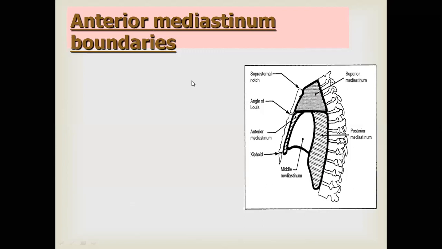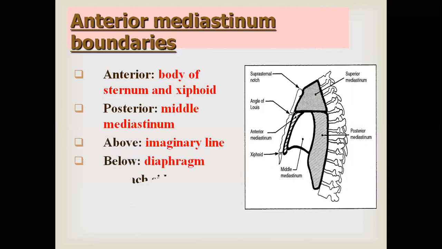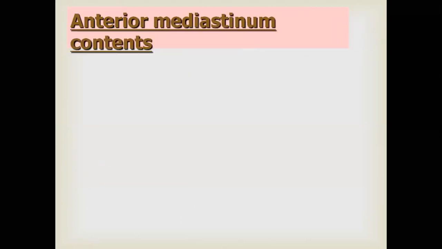Regarding the anterior mediastinum, we know the boundaries. The anterior mediastinum is the space in front of the heart. Anteriorly will be the sternum body and the xiphoid. Posterior will be the middle mediastinum or the heart, with the major line above, the diaphragm below, and on each side you will see the lung and the pleura. What is the content of the anterior mediastinum? It is very easy.